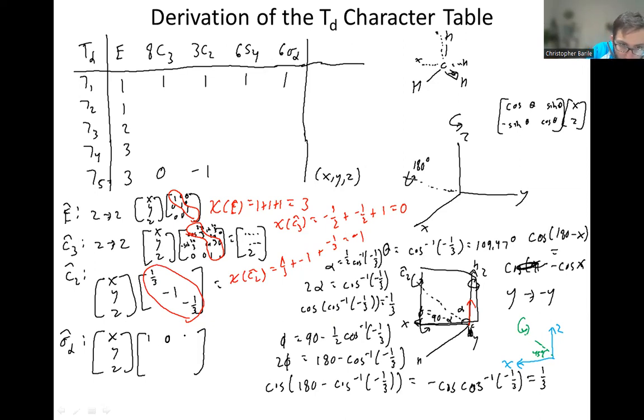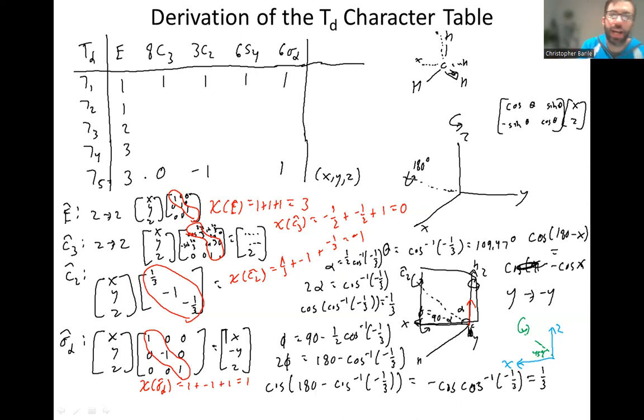X went to x, so we put a 1. Y went to negative y, so we put a negative 1. Sorry about that straight line. And z was in the plane, so we got a 1. That gave us x, negative y, and z. Those are the transformations we're doing. We take the trace of this matrix, and so chi of sigma d is equal to what? 1 plus negative 1 plus 1, which is equal to positive 1. So we know the character is 1.